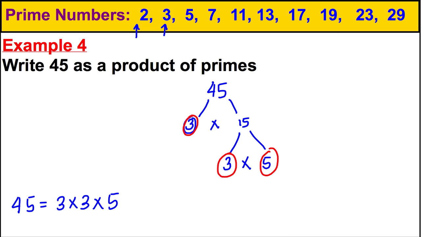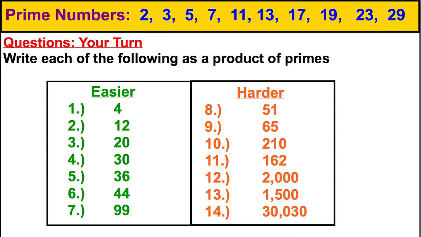On the next slide are the questions I would like you to do. And lastly, here are the questions I would like you to do. There are 14 questions. The first 7 easier, the second 7 harder. Here are your prime numbers written at the top. And for each of the following questions, write the numbers here, like 4, as a product of primes using the prime factor tree.